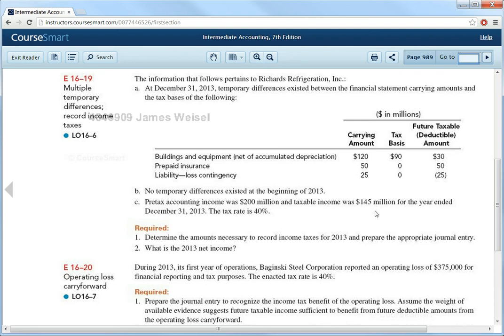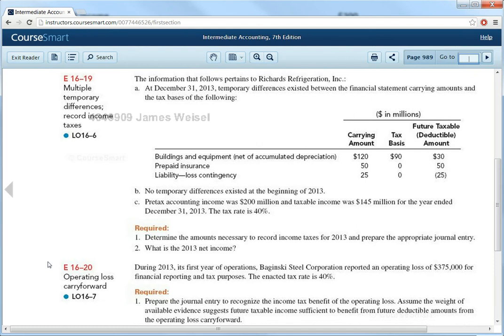Okay, so let's deal with the first element that we always deal with, and that is, are there any permanent differences? In this particular problem, there are in fact no permanent differences that are discussed. There's nothing about municipal bond income, there's no life insurance proceeds from passing of an executive, nothing of that nature. All we have here are three temporary differences. Nevertheless, I'm going to follow the pattern of our schedule that we've been talking about. So I'm going to deal with the permanent differences first. In this particular case, the permanent differences are quite simply 0.